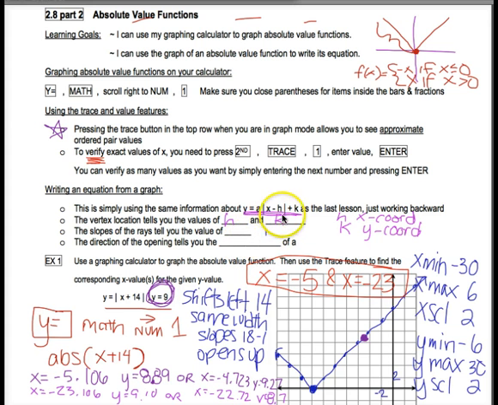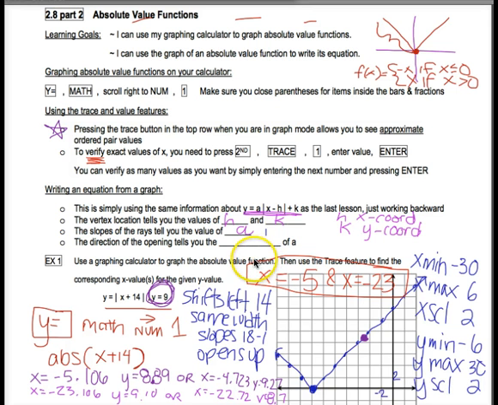So, if you look at the vertex, that's going to tell you h and k. In order to find your a value, you have to do two things. First thing you have to do is check to see what the slopes of the rays are. So you're going to be counting rise and run, just like we did with the piecewise functions where we were working backwards. That tells you the value of a. So is it 1/3? Is it 2?